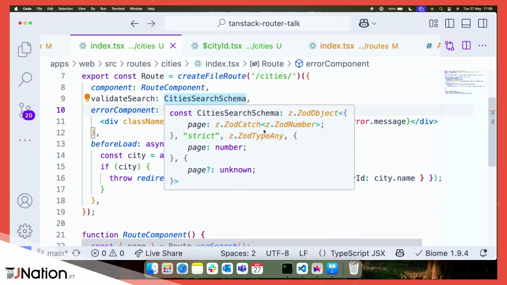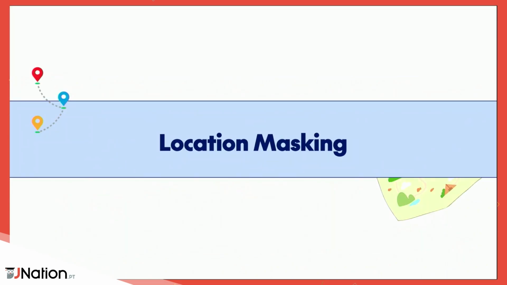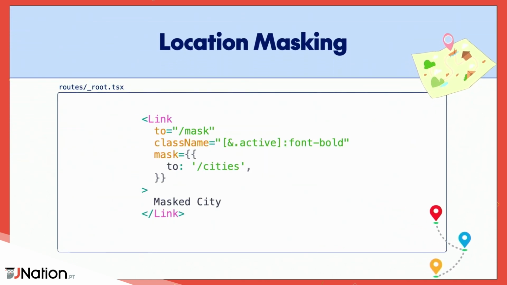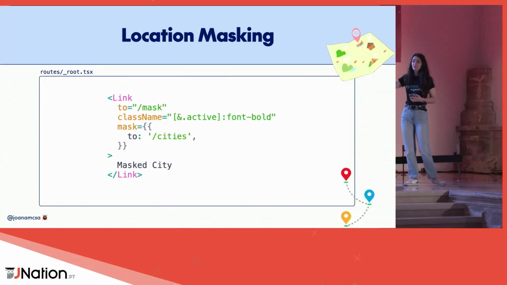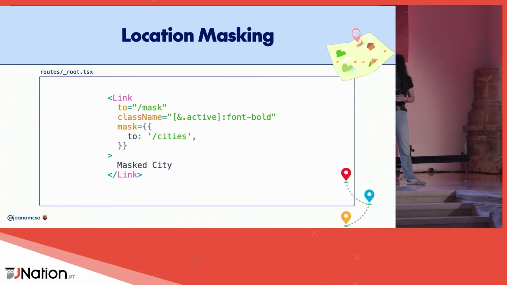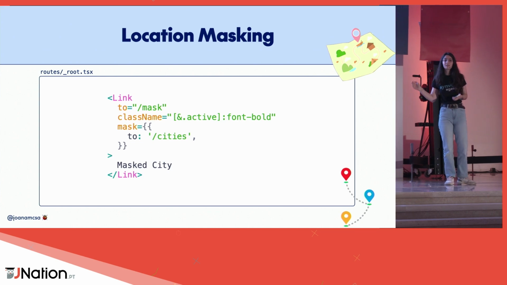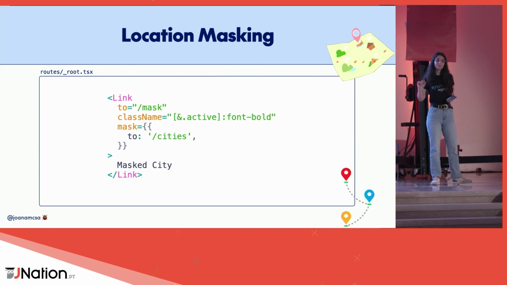OK. So again, back to our presentation. Yep. Let's talk about the double life of Hannah Montana. We all sometimes say things that are not quite right to our users, right? So location masking is handy when you are in one place, but you want to say you are in another. So for this case, I created a file named mask, and I'm going to be redirected to it. But what the user is going to see is actually the city's page. The city's URL. The page will be the mask one.